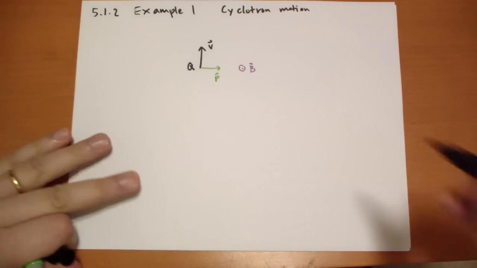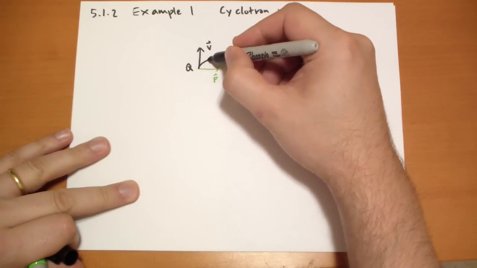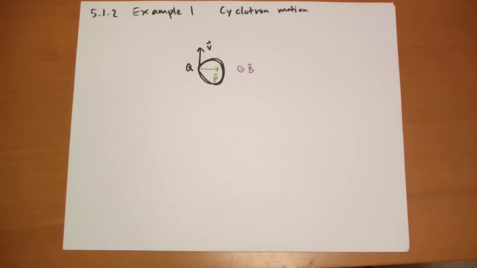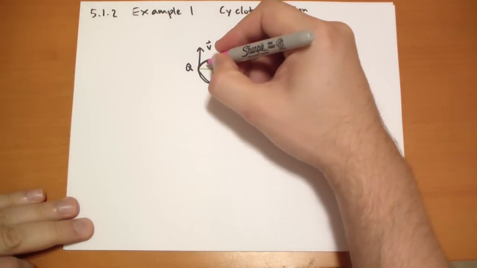I'll kind of draw that. So let's say it's a tight circle. And I just completely muffed that circle. But it's going to have some radius r. This circle is going to have some radius r.